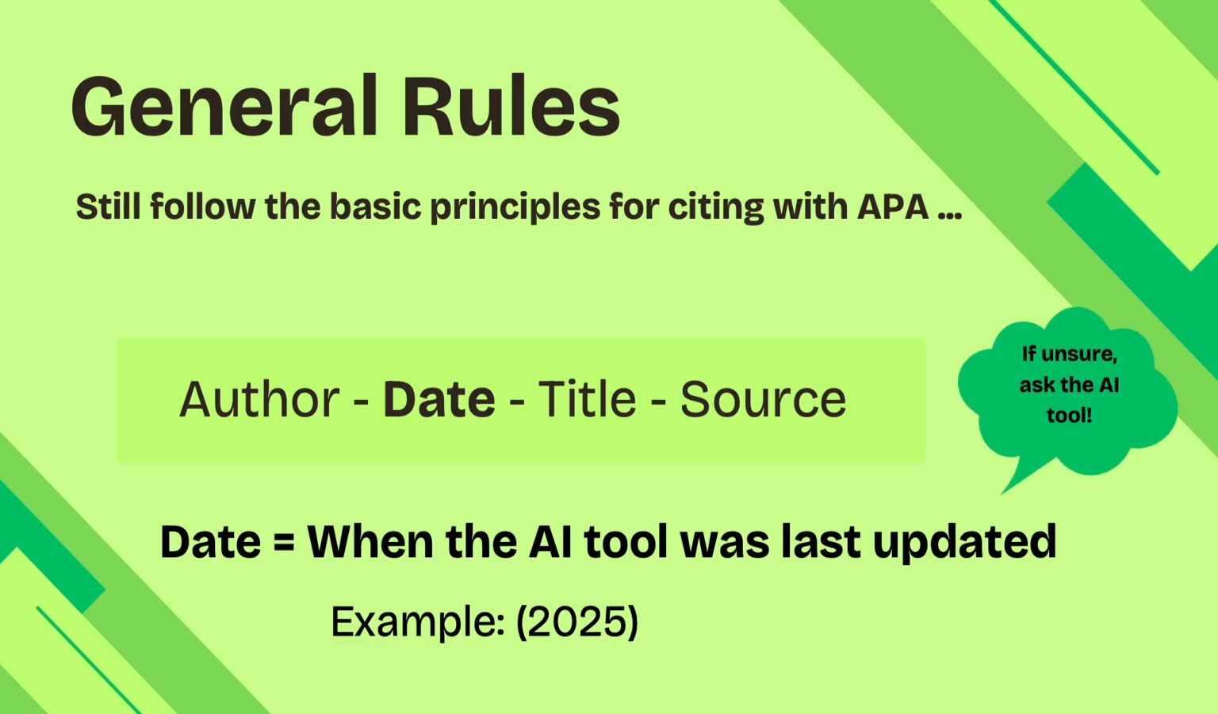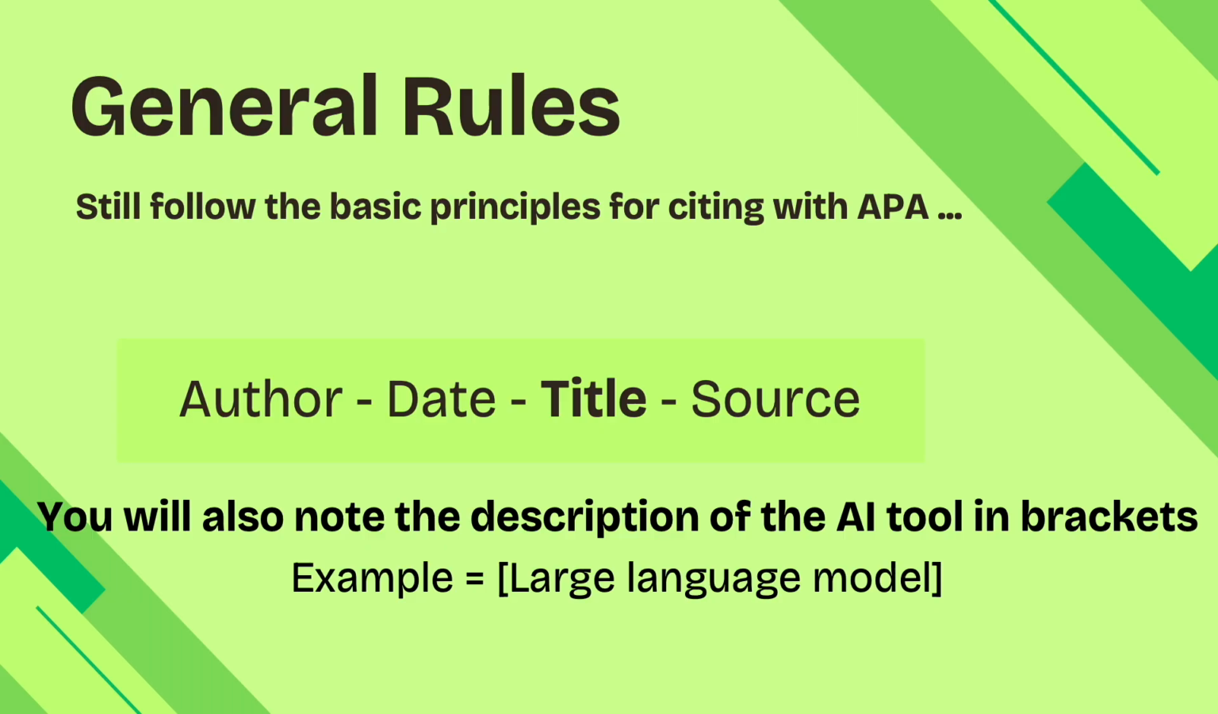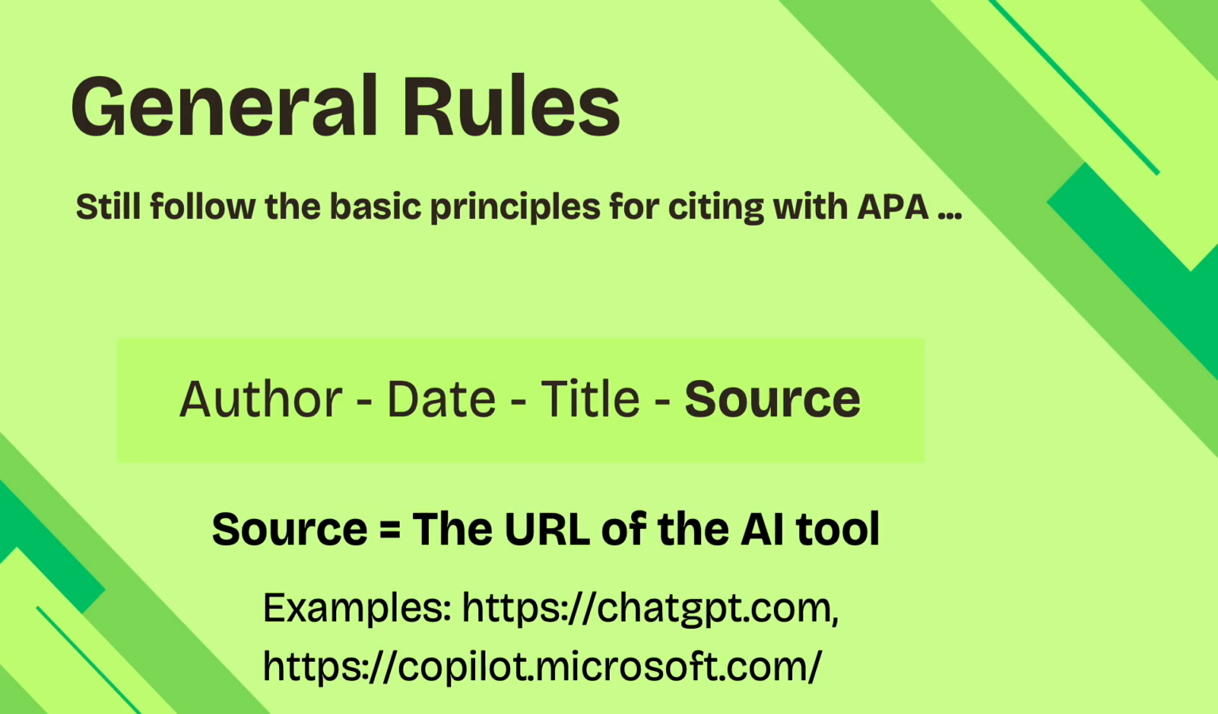If you are unsure of the date, ask the AI. Next is the title, which is the name of the AI tool. This can be general like ChatGPT or Gemini, or the specific version like ChatGPT 5. You will also note the description of the AI tool in brackets. For example, all of these AI tools are large language models. The source is only the URL of the AI tool. Here are some examples of the URLs for ChatGPT and Copilot.